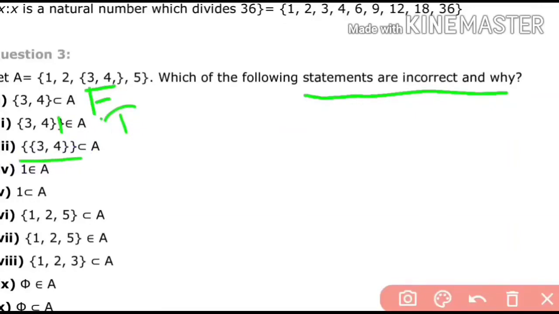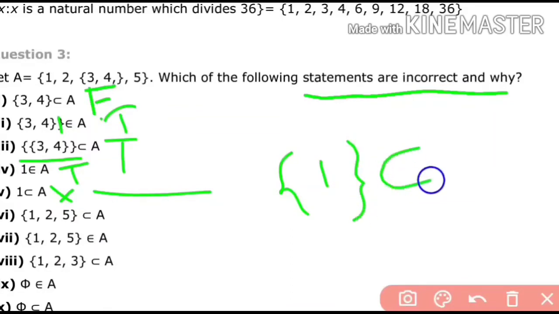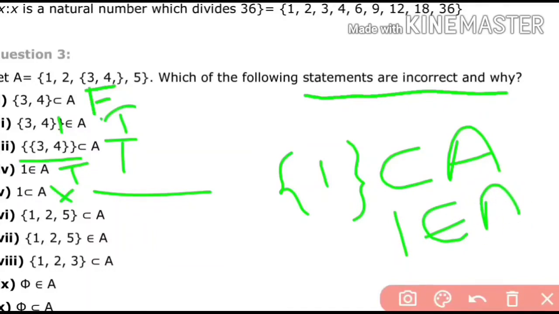Now {{3, 4}} is a subset of A. This is true. 1 belongs to A. This is true. 1 is a subset of A. This is wrong. Why wrong? Because you have to write it as {1} and then you can write that this is a subset of A. If you write 1 only, it means it belongs to A.